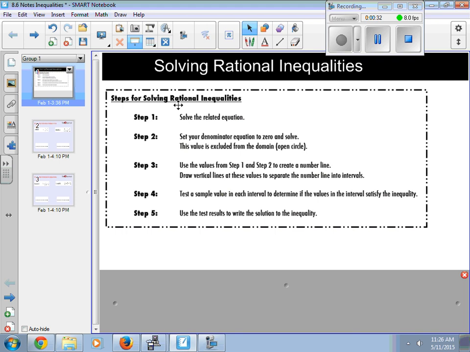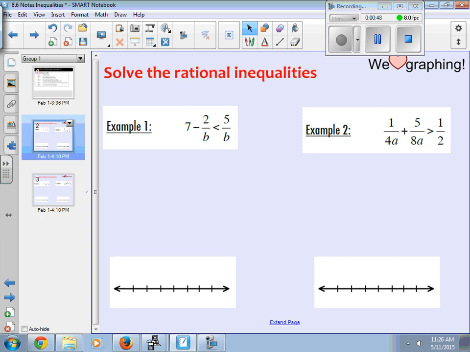Then once you're done with that, we want to graph that on any related number line so that we have a picture of what it looks like, and then make sure you test to make sure that it works. All right, so let's try one out here. In example 1, we want to solve this rational inequality. You can see that we have some denominators here of b.